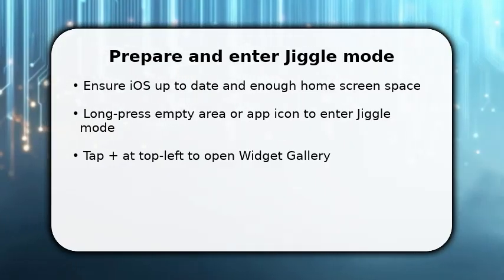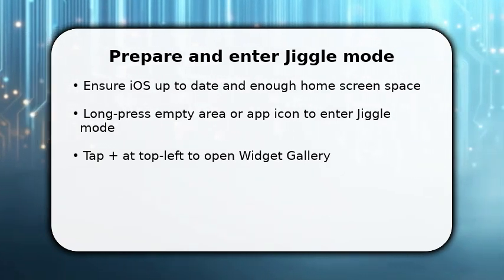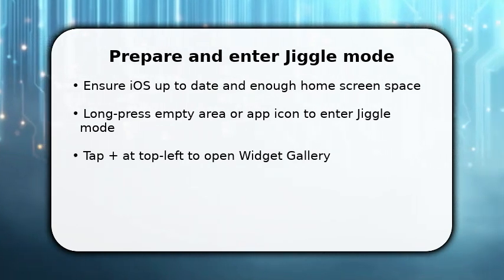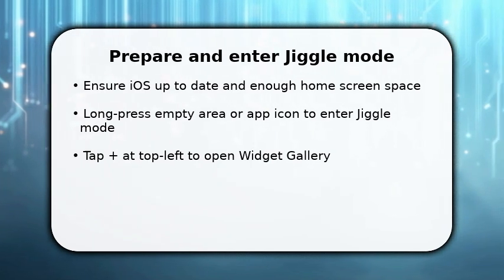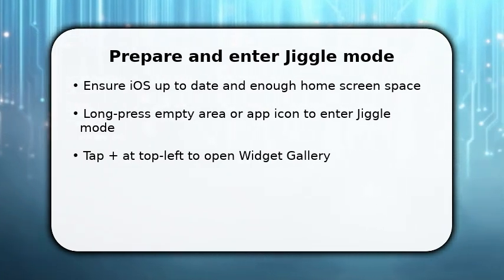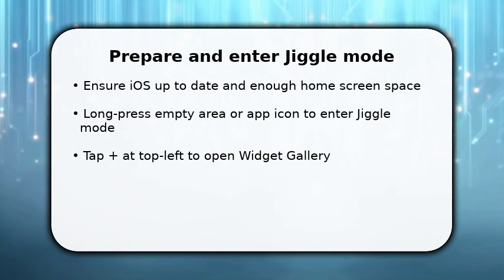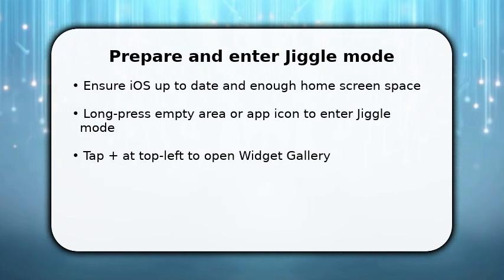You'll start by making space and entering jiggle mode so you can add a widget. Long press an empty area or any app icon until icons wobble, then tap the plus button at the top left. This opens the widget gallery. You do this because widgets must be placed while in edit mode, and the gallery shows sizes and smart stacks. Once done, you'll be ready to choose the widget type and size that fits your layout.